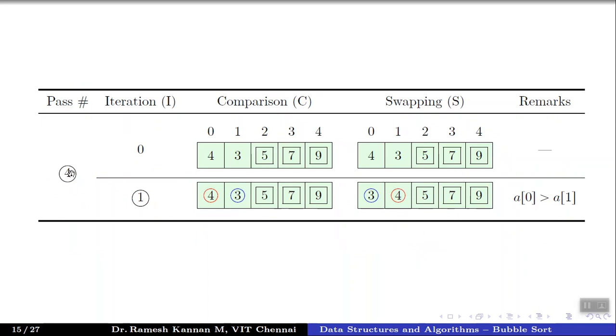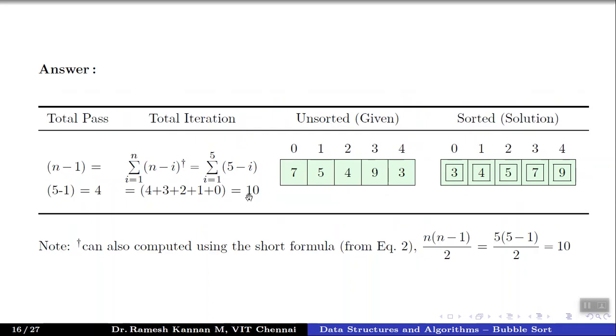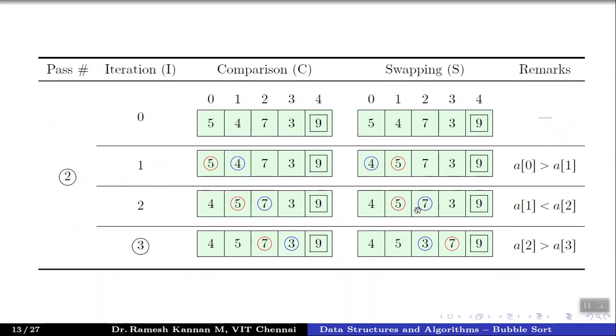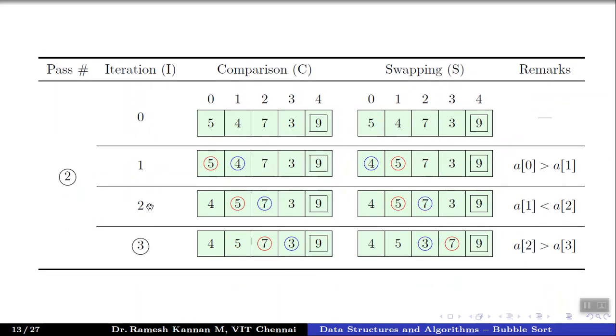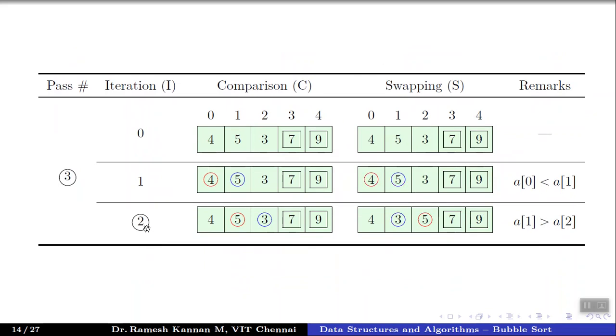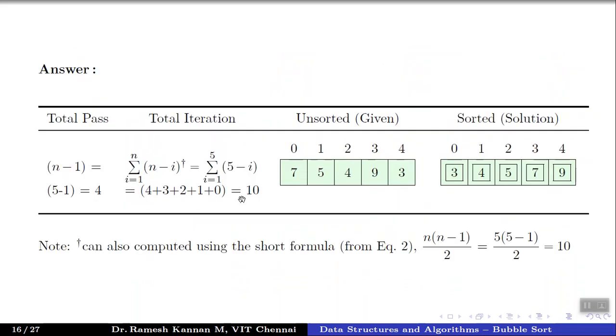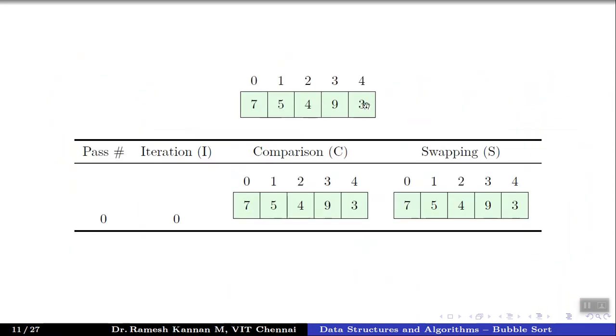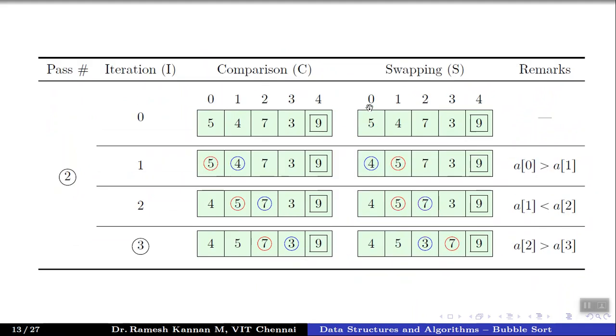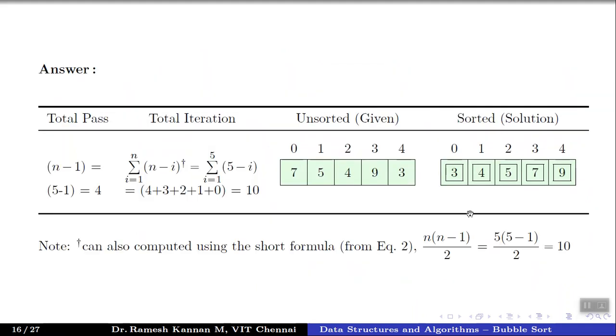So the fourth pass will be the final, and the total iteration is 10. We have calculated using the arithmetic progression formula, n into n minus 1 divided by 2. So we can even count from this. Leave the 0, like 1, 2, 3, 4. We have 4 plus 3 plus 2 plus 1. So it adds up to 10. Now you can visualize we have got 10 iterations. We have done 10 iterations to completely sort this unsorted list to a sorted list using bubble sort.